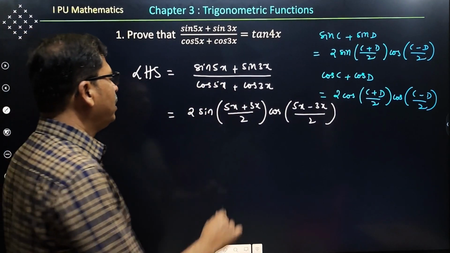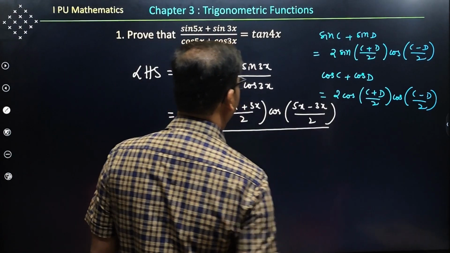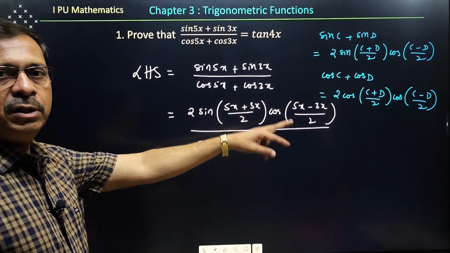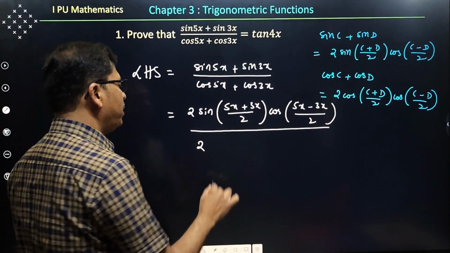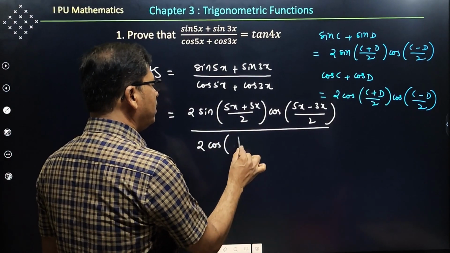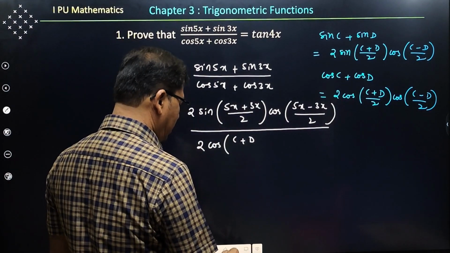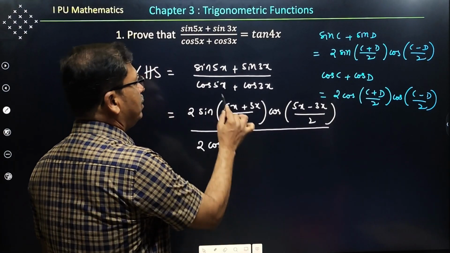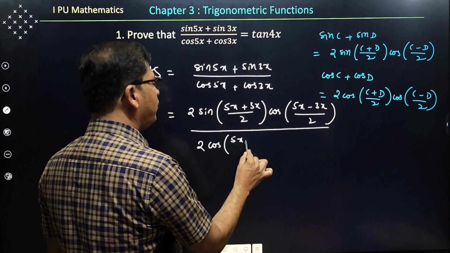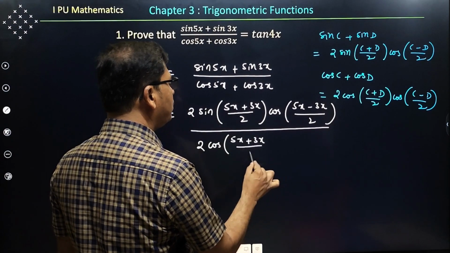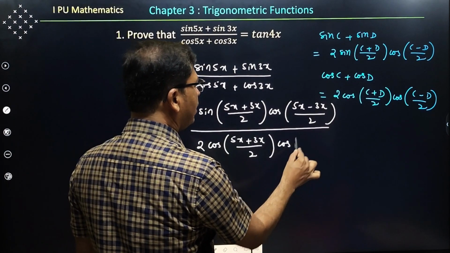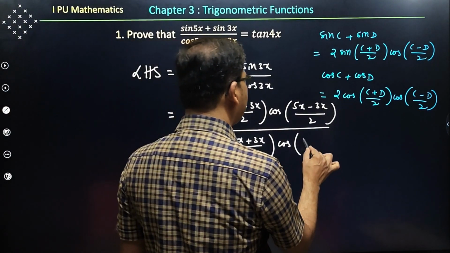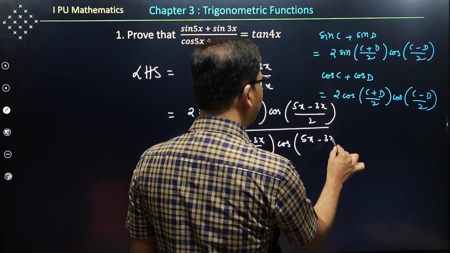Next you apply the transformation formula for the denominator. Cos c plus cos d is 2 into cos of (c plus d) divided by 2 into cos of (c minus d) divided by 2. Here in this case you need to apply the values: (5x plus 3x) divided by 2 into again cos, which is there in the rule here, (c minus d) divided by 2, that is (5x minus 3x) divided by 2.